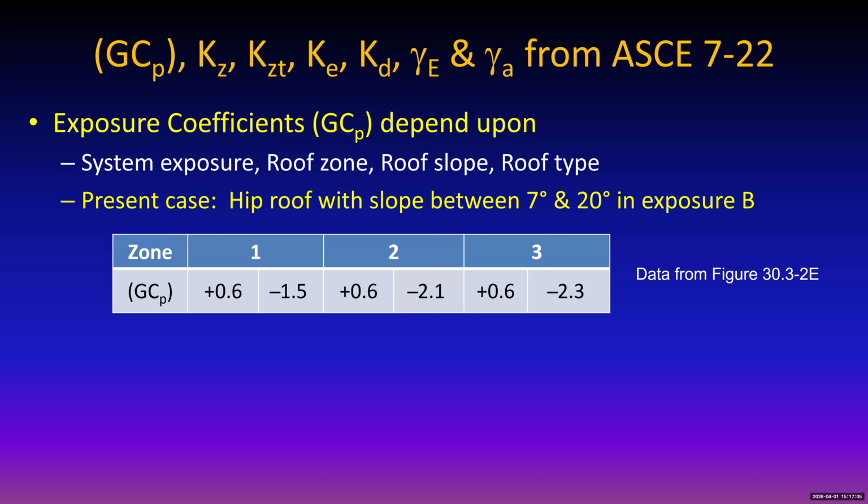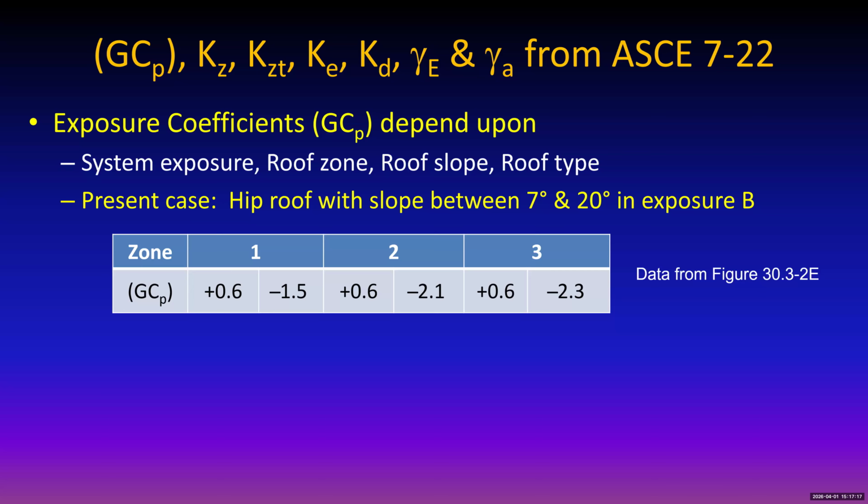If we happen to have a hip roof, the GCp is going to be 0.6 for downward pressures and minus 1.5 for upward pressures. If you're in zone 2, it's a minus 2.1. In zone 3, it's a minus 2.3. So that's what you multiply your pressure by, depending on the zone where the module happens to be installed.